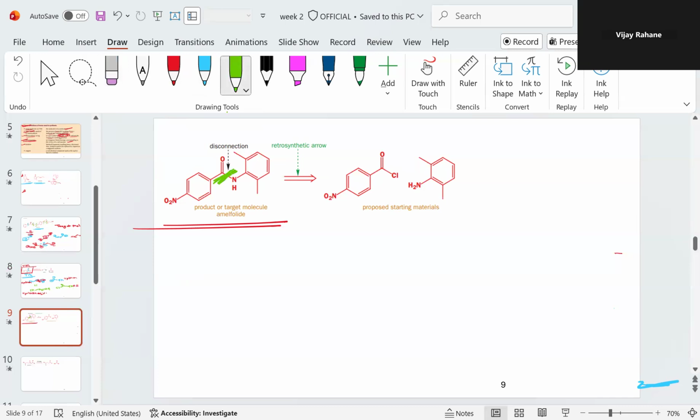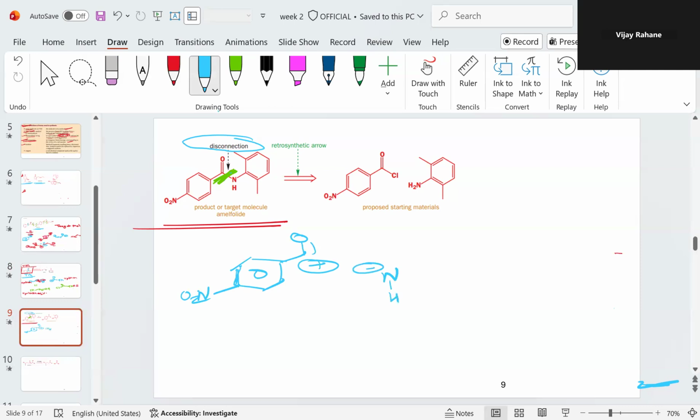Let's say I will just give the color coding. So this green will be the disconnection, right? So we can do disconnection on this bond. So what do we get now? The NO2 group will remain as it is. That NO2 comes from the target molecule, and here this acyl will be positively charged, and this amide part, this nitrogen, will be negative, the proton will be the same there, and this will be the phenyl ring.